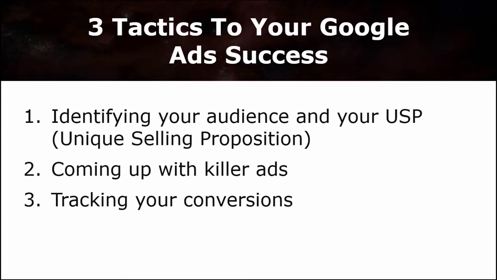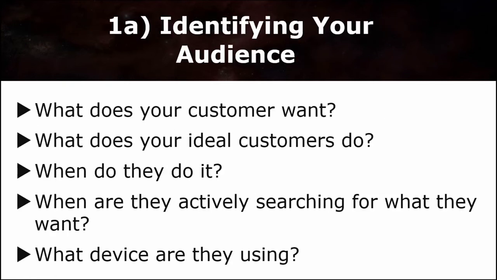But before you start, there are 3 tactics that can be useful to you in strategizing your ads and ensuring your campaign's success. These 3 tactics are, first, identifying your audience and your unique selling point, or USP. Second is coming up with the killer ads, and finally, tracking your conversions. Let's explore the first tactic, which is identifying your audience and your unique selling point, or USP.